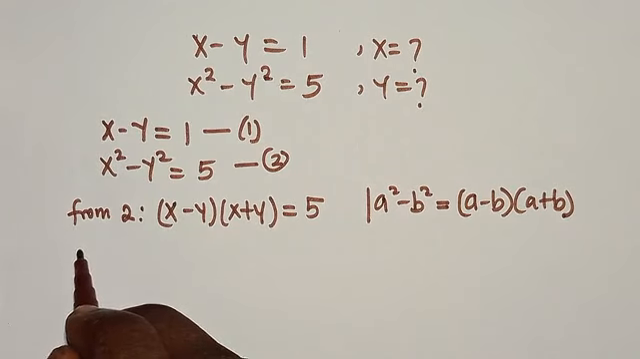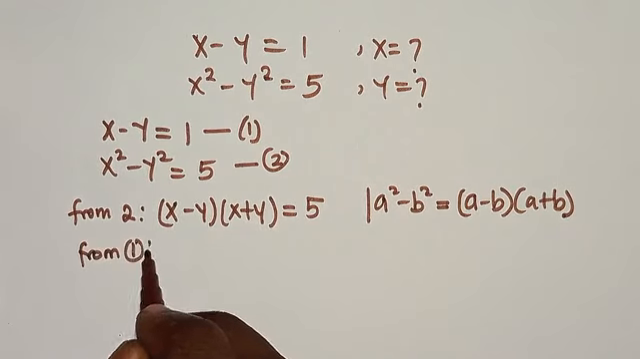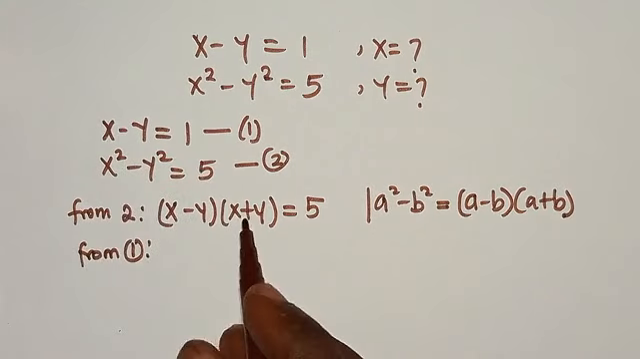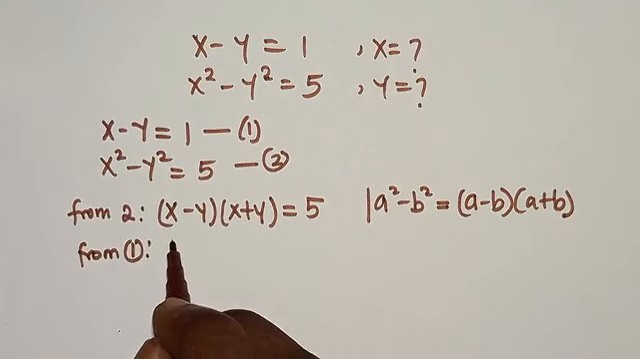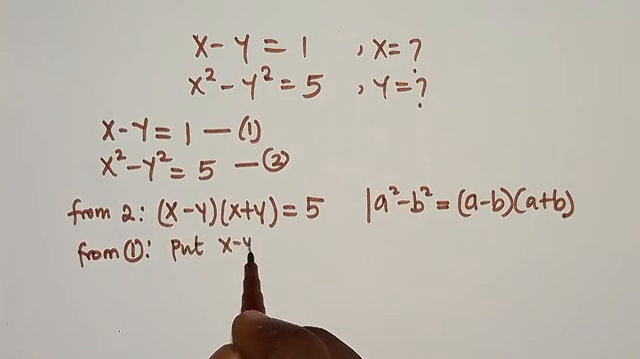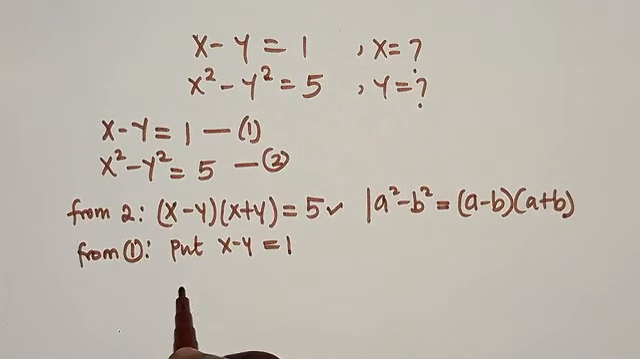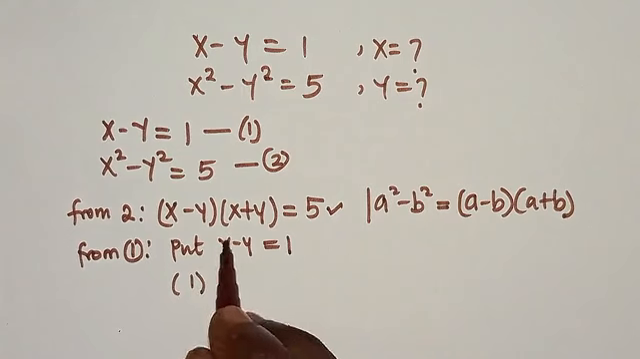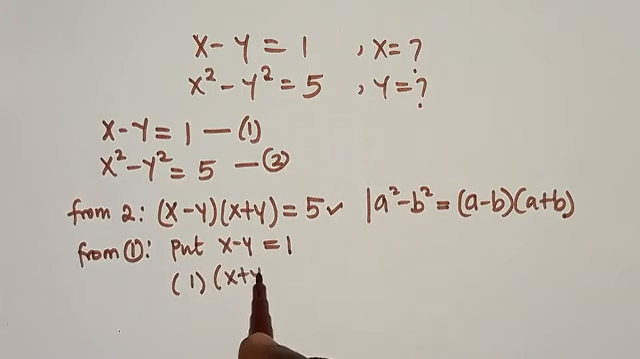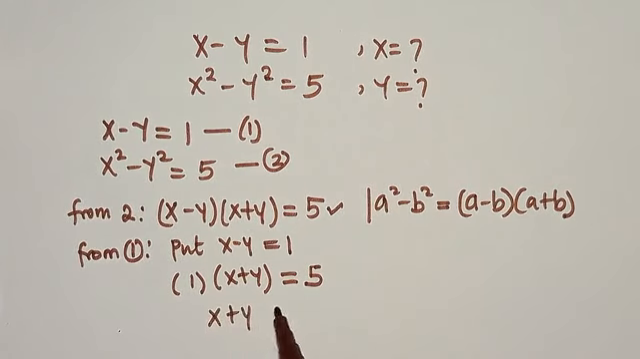So now from 1, we can see that we have x minus y. So therefore, we put x minus y equals 1 in this equation here. So therefore, we're going to be having 1 multiplied by x plus y equals 5. Are you getting it now? So now from there, when you multiply 1 by this, we're going to have x plus y equals 5. So we have another equation here. Let's say this is equation 3.